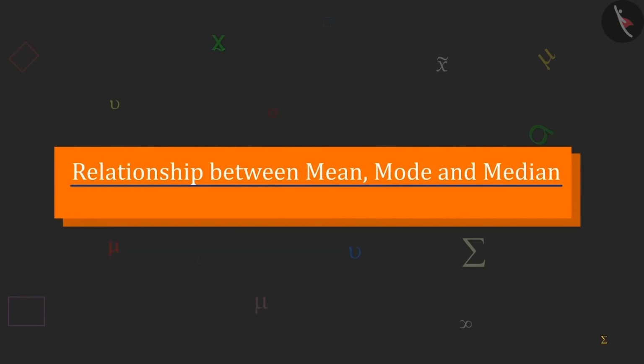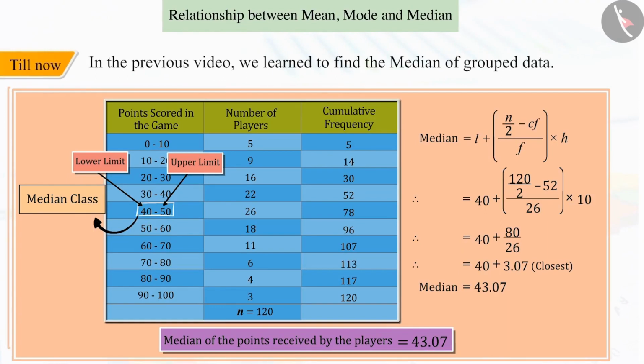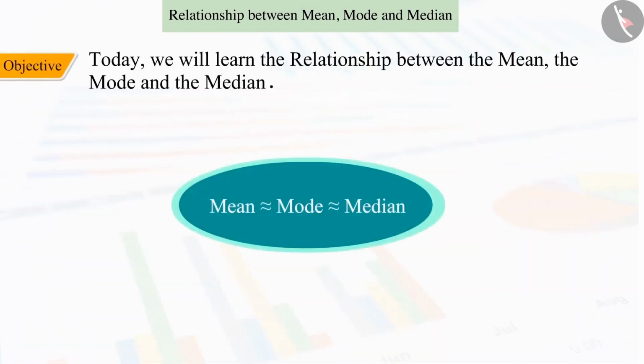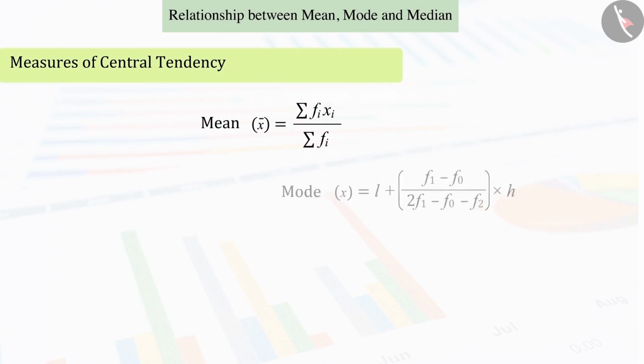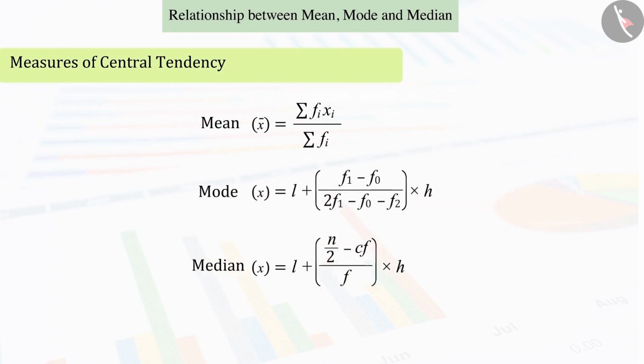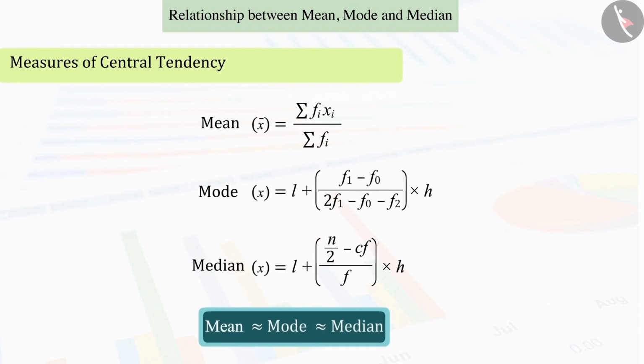Welcome to this video. In the previous video, we learned how to find the median of grouped data. Today, in this video, we will learn about the relationship between mean, mode, and median. We have so far learned about the measures of central tendency of grouped data, that is, the mean, the mode, and the median separately, whose values are almost equal to each other. Let's understand this by an example.